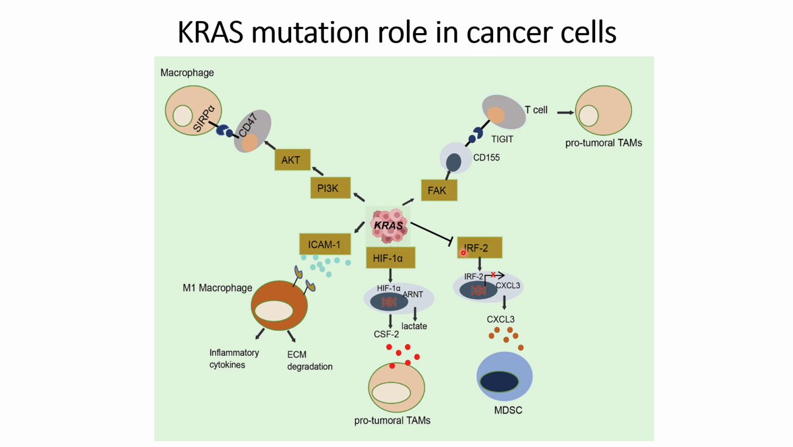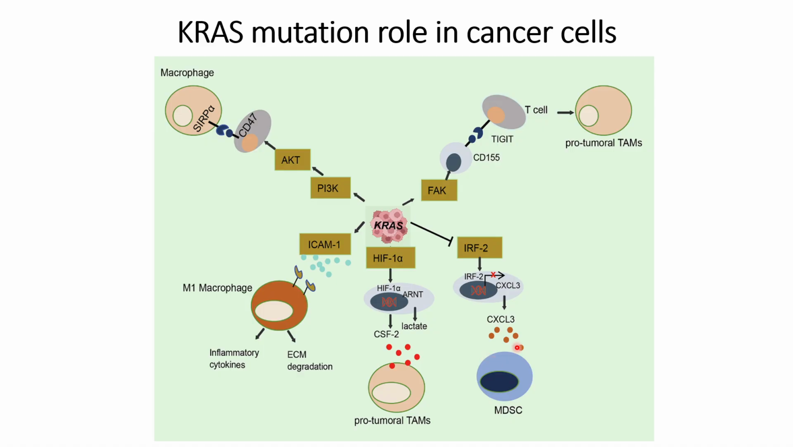The other important thing that it does is it reduces IRF2 secretion. Reduction in IRF2 secretion will cause the release of CXCL3, and this release of CXCL3 can interact with myeloid-derived suppressor cells and help in the recruitment of these myeloid-derived suppressor cells to the KRAS region, or the tumor microenvironment near the KRAS mutated cells. And these myeloid-derived suppressor cells will also be polarized into M2 macrophages.